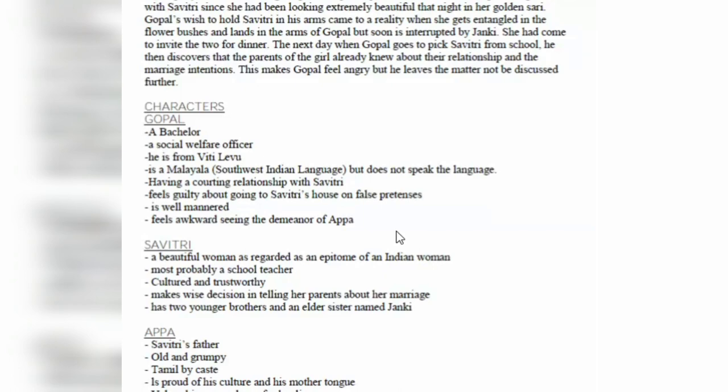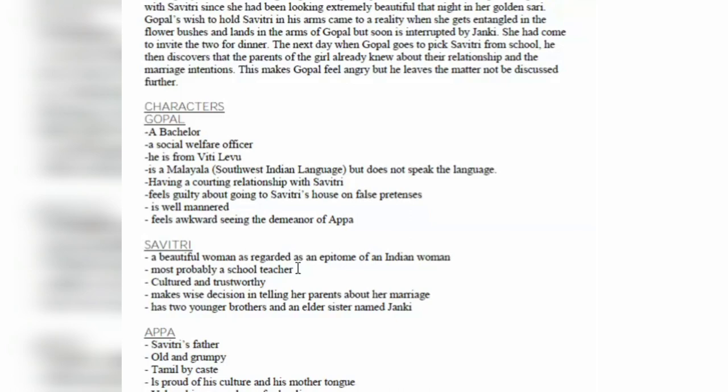Okay, Savitri. A beautiful woman is regarded as an epitome or the height, eh? When you think of a beautiful Indian woman or an actress or someone that is revered, a very beautiful person, they are called the epitome or the height of an Indian woman. So just picture Savitri as looking like that. Now she's most probably a school teacher because Gopal, the day after Diwali, goes and picks her up from school. So she's probably a teacher.